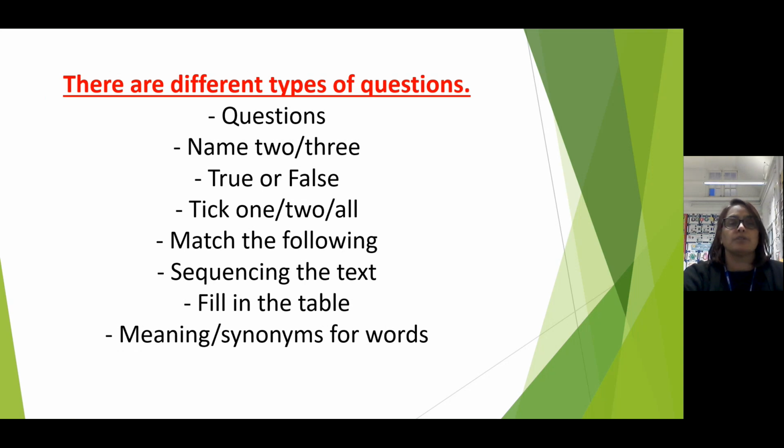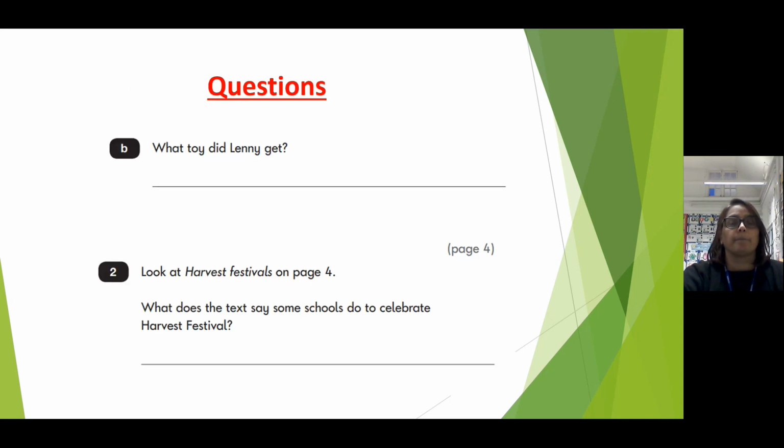These are different types of questions. We have just questions by itself, name 2 or 3, true or false, tick 1, 2 or all, match the following, sequencing the text, fill in the table, and finding the meaning or synonyms for words. These are the sort of questions that will come up. And as you can see in question 2, they've got the page number, giving children the clue to look for the answers.